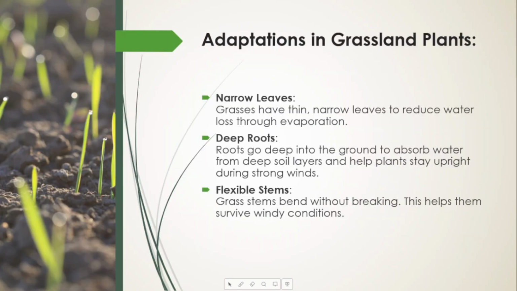Next, let's see the adaptations in grassland plants. That means what plants grow in these grasslands and what adaptations they have in order to survive in these grassland areas. So the first adaptation is narrow leaves. All the plants present in the grasslands have narrow leaves.